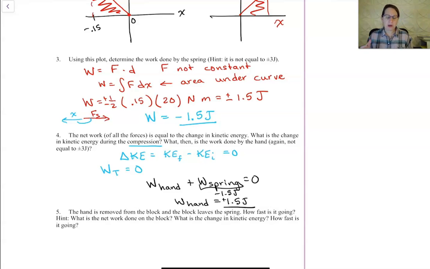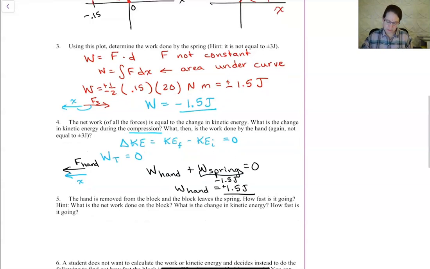So the hand did positive work, and this makes sense because the force of the hand is in this direction and the displacement is in that direction. That's the direction we went for X. They're both in the same direction, so that would be positive work.